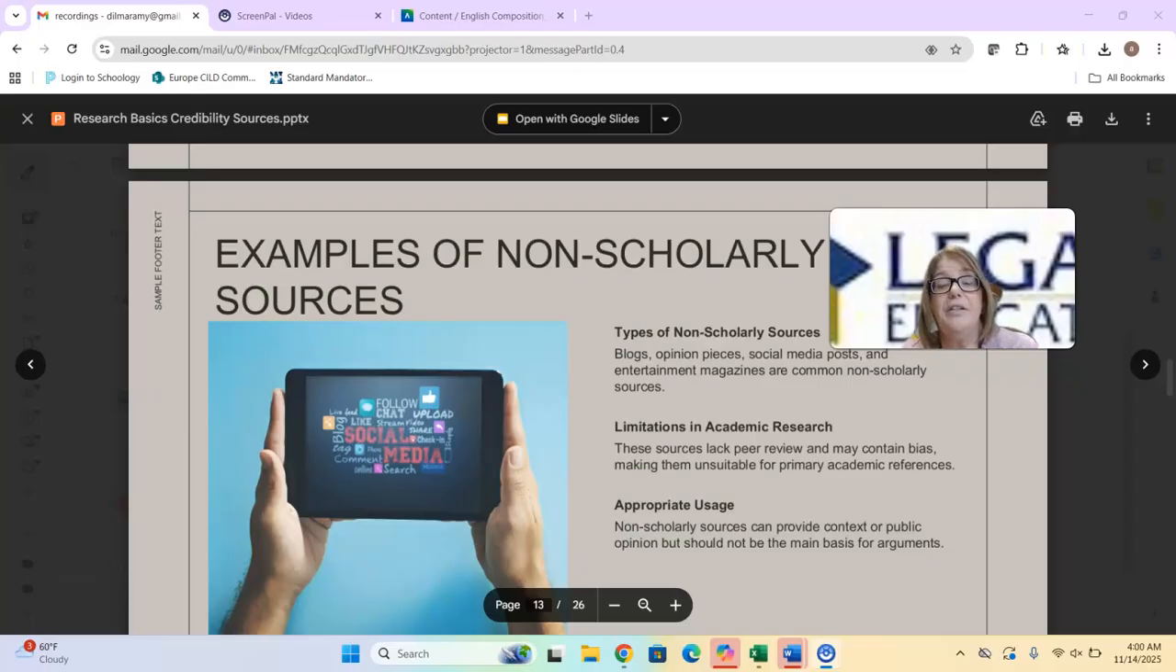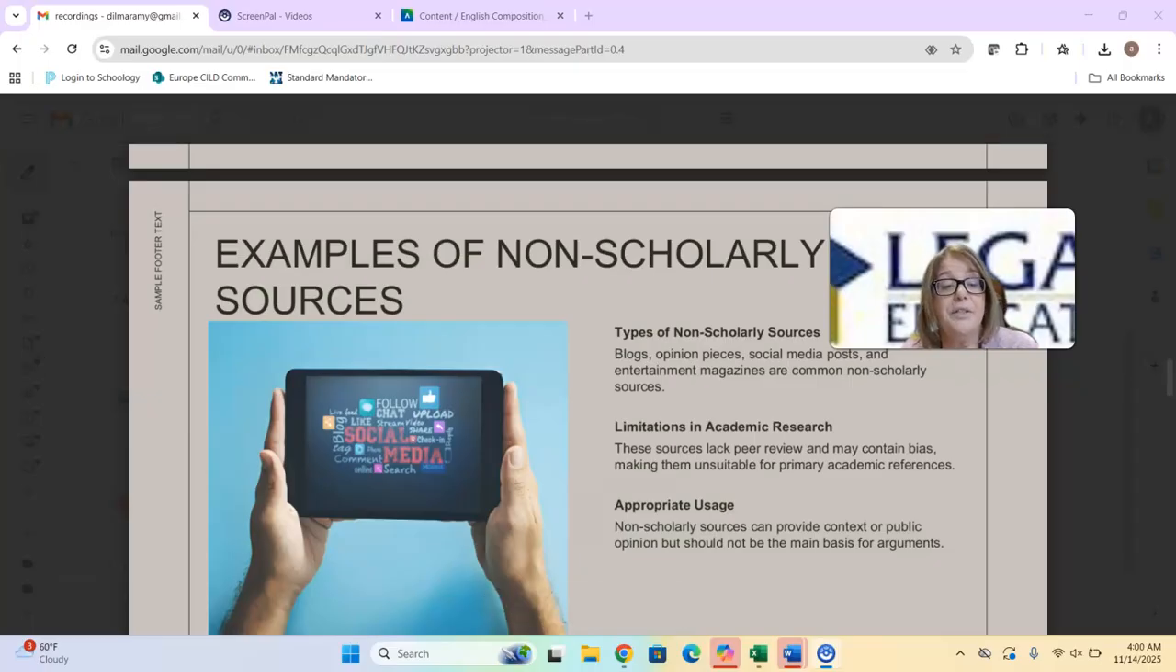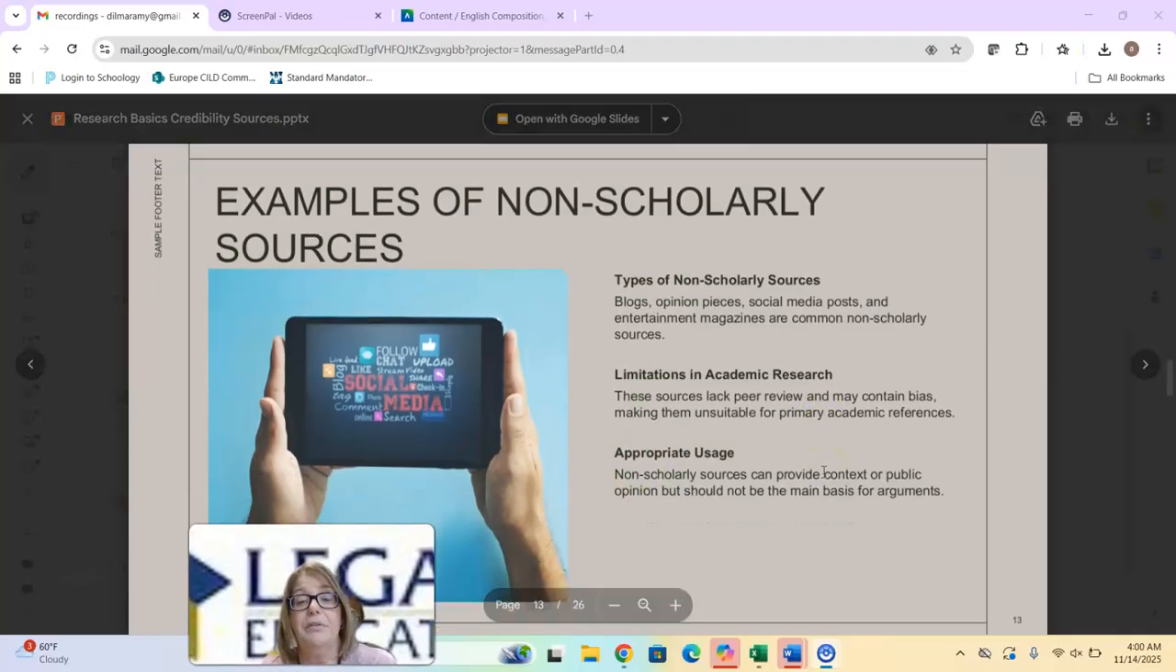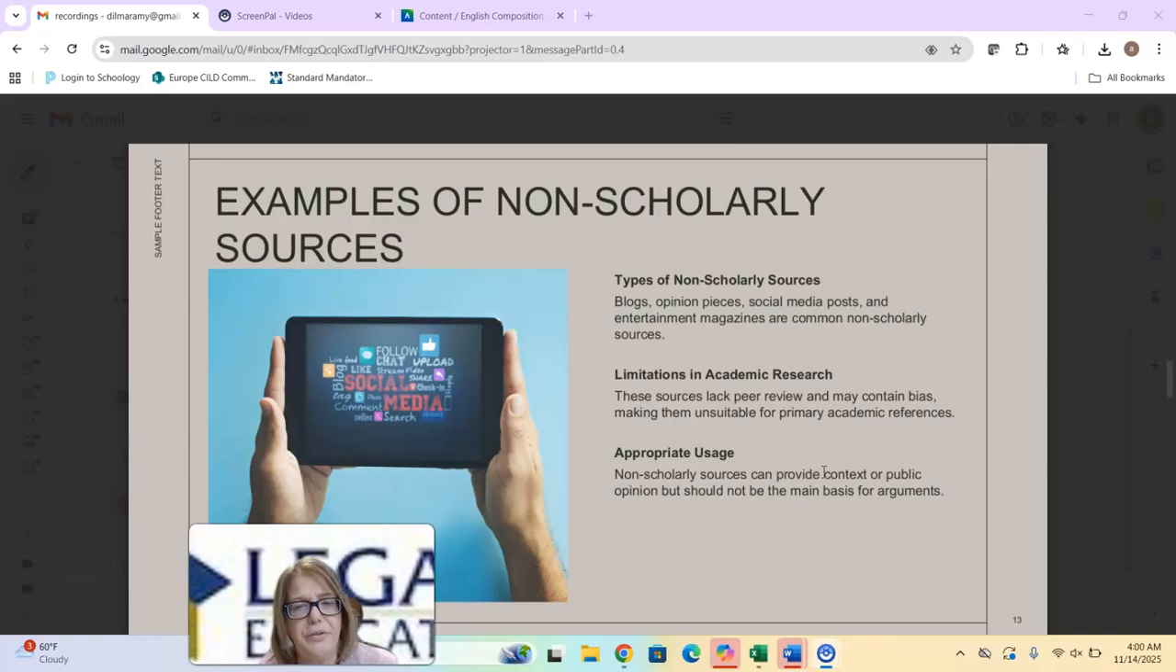Okay, so just like we wanted to look at examples of scholarly sources, I want to show you some examples of non-scholarly sources. So I'll give you a minute to look at that. So it's not that it's wrong to use these sources, it just is used for specific outcomes. So to provide context, to guide your work, to maybe go to the next step.